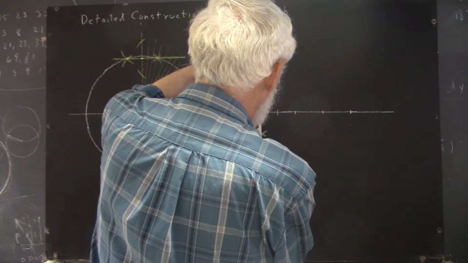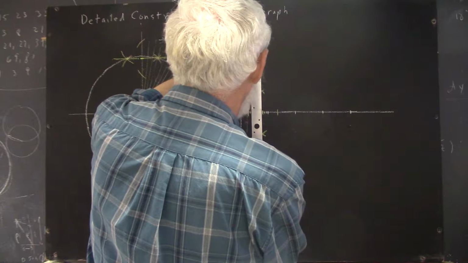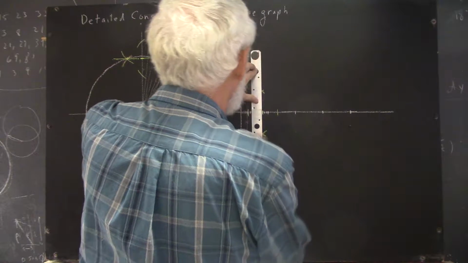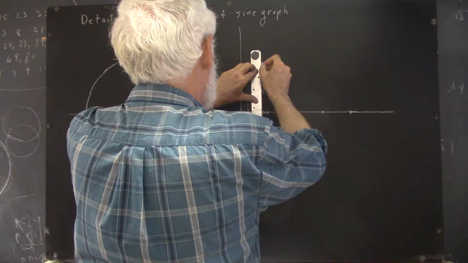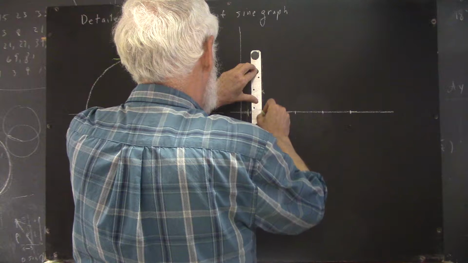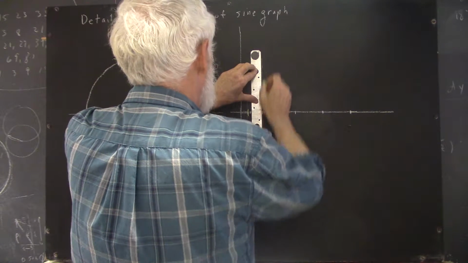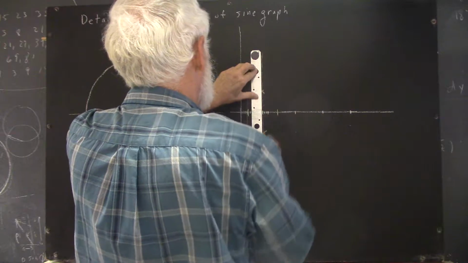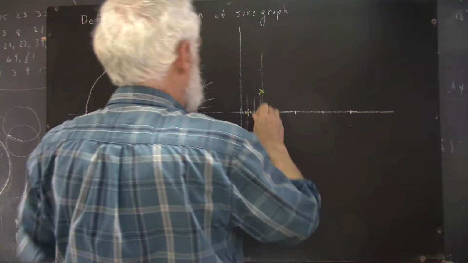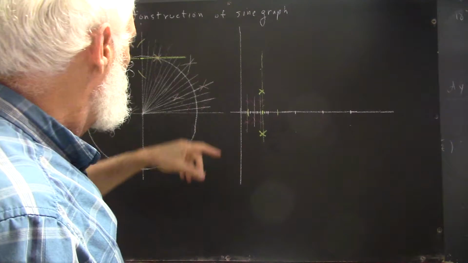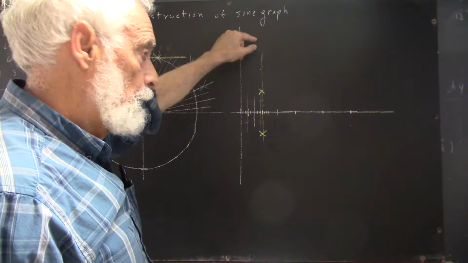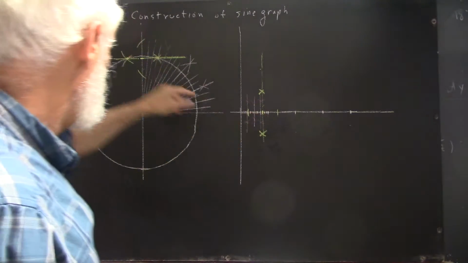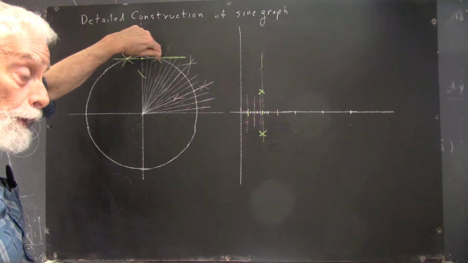Again, the construction is imperfect, but it actually came out reasonably close. So right here is a pretty good line perpendicular to the horizontal axis through this point. Again, this point corresponds to this point on the circle.